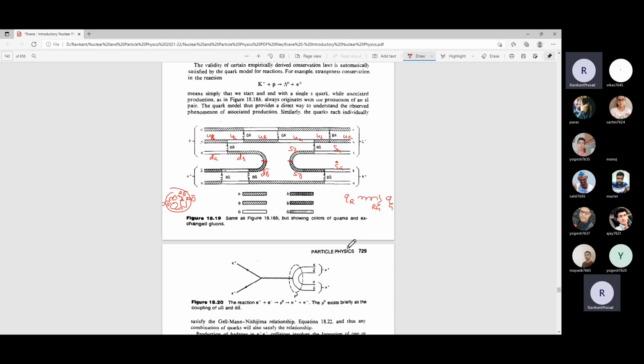Tutorial class में एक आधा question करेंगे और उसके बाद फिर जिन बच्चों का presentation है they can start with the presentation. And I have to give you something more about the reactions and decay in terms of quark model. So just join the tutorial class. एक बार tutorial class में join कर लो. हाँ बोलो बोलो.